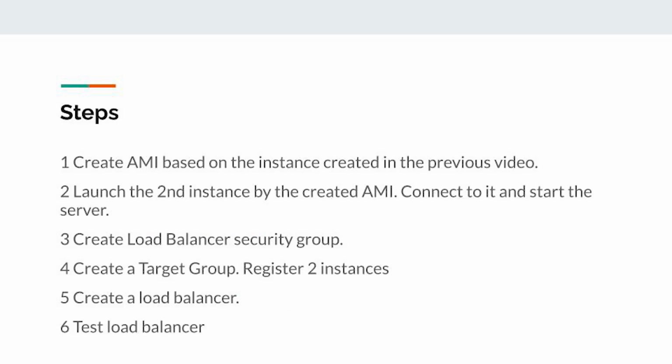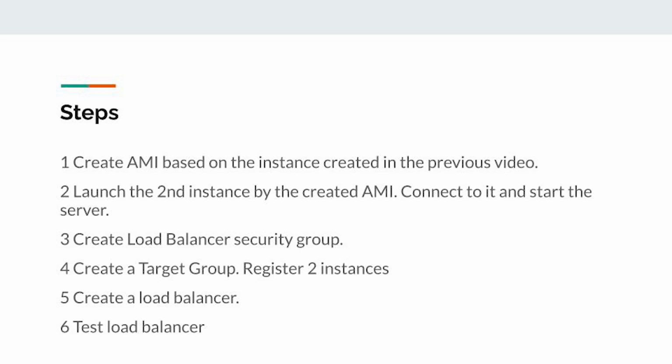When configuring the system, we are going to follow these steps. Step 1. Creating an AMI based on the instance created in the previous video. Step 2. Launching the second instance by the created AMI, then connecting to it and starting the server. Step 3. Creating load balancer security group. Step 4. Creating a target group, then registering the two instances. Step 5. Creating a load balancer. Step 6. Testing the load balancer.